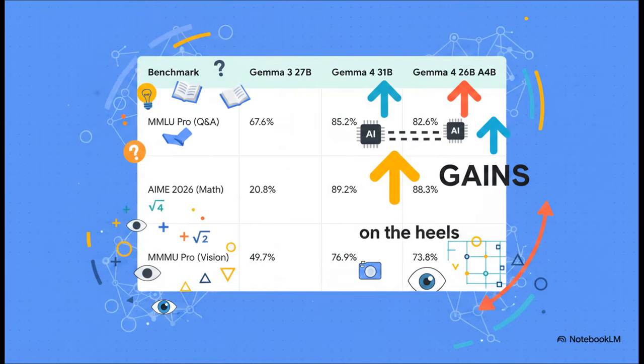And the pattern just keeps going. Everywhere we look. General Q&A, huge jump. Super hard math problems. Massive jump. Even understanding images and charts. Same story. And what's really wild is, look how close the efficient 26B MOE model is to the big 31B dense one. That just proves how incredibly effective that mixture of experts design really is.